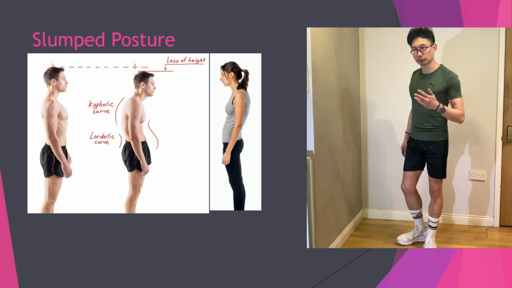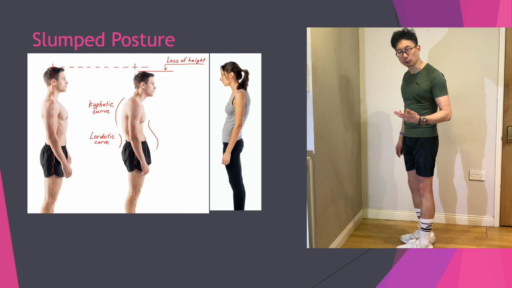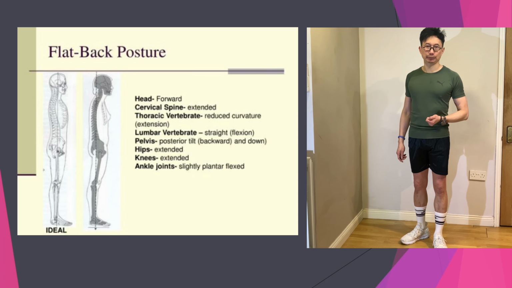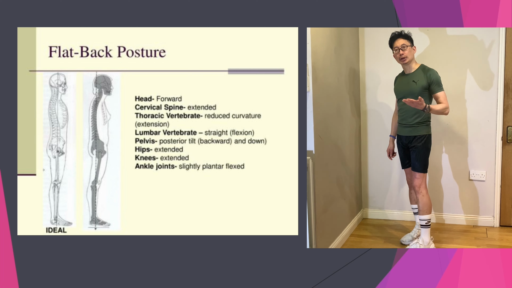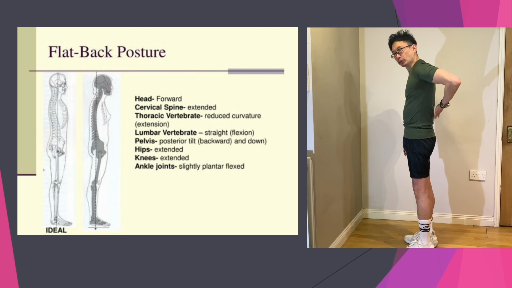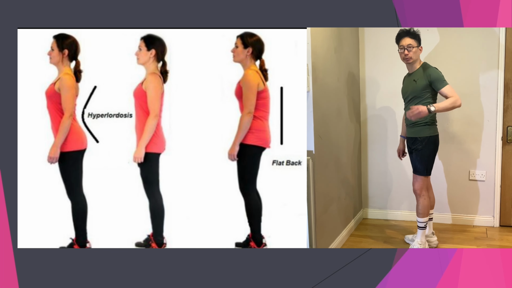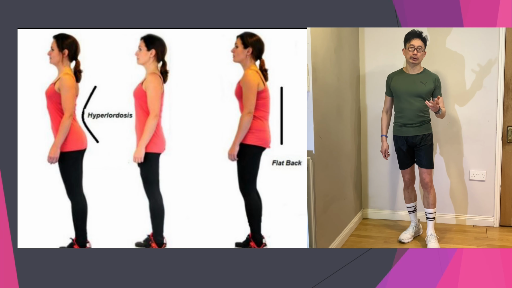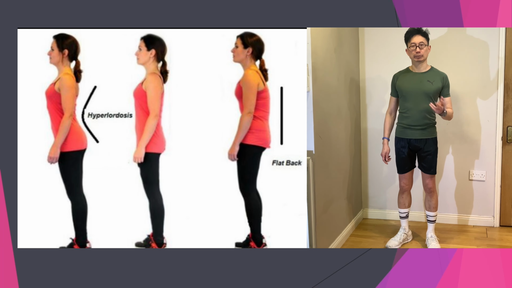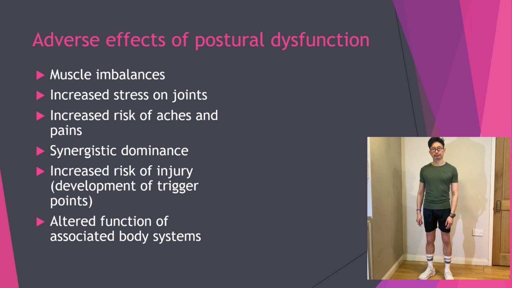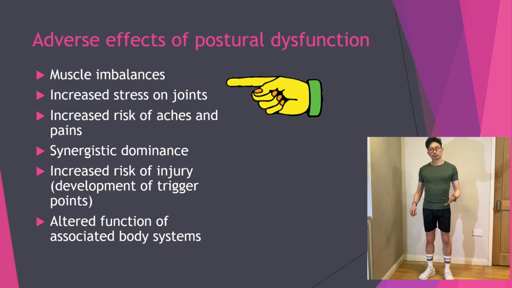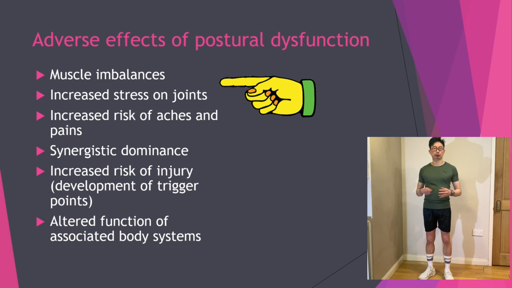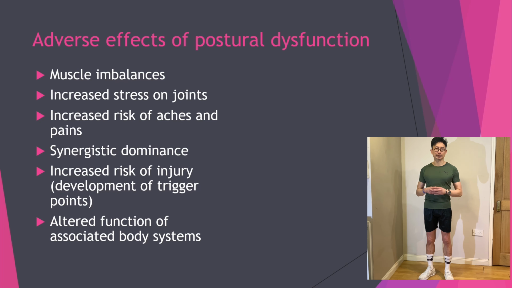The slump posture is a combination of hyperkyphosis and hyperlordosis. Finally, we have the flat back posture. As the name implies, there's a reduction or elimination of the normal lumbar spinal curvature, typically resulting in a posterior pelvic tilt and a compensatory forward head posture. These pelvic imbalances can affect the length-tension relationship of the muscles that are attached to the pelvis, leading to muscle dysfunction, increase in stress on joints, and increase in risk of aches and pains.